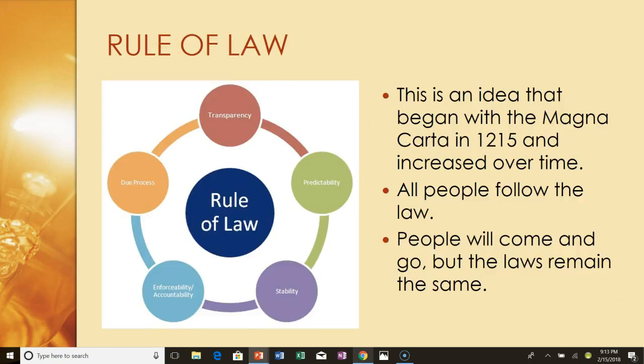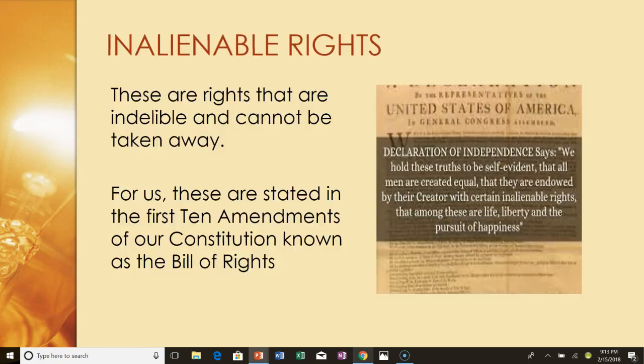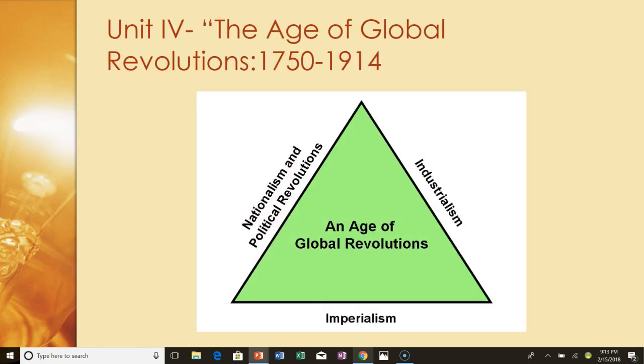So going full circle, wrapping up, this is the age of revolution, global revolutions, and we're going to be learning about nationalism, political revolutions, industrialism, and imperialism. And I look forward to teaching you all this. It's a very cool unit, and hopefully you got the basic terms as we move forward.